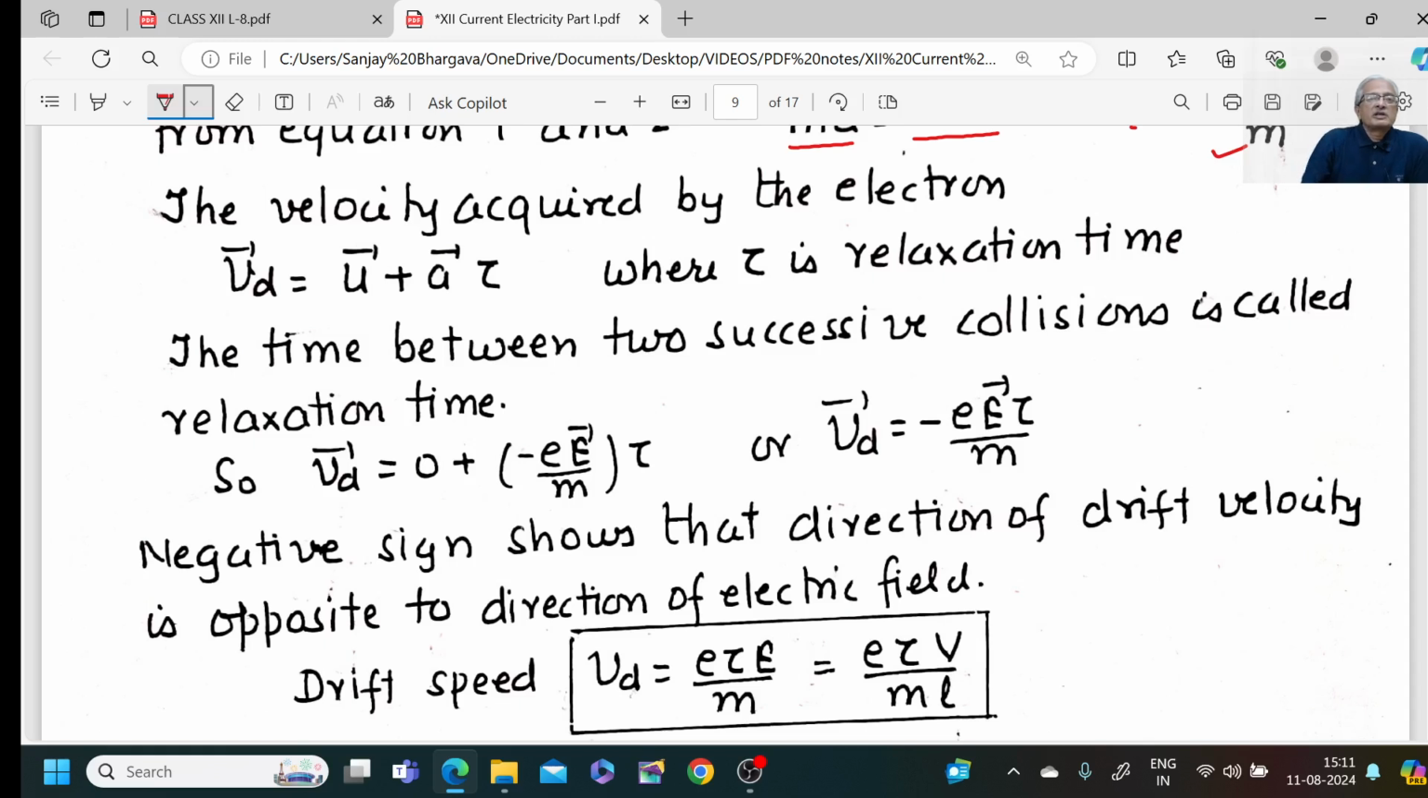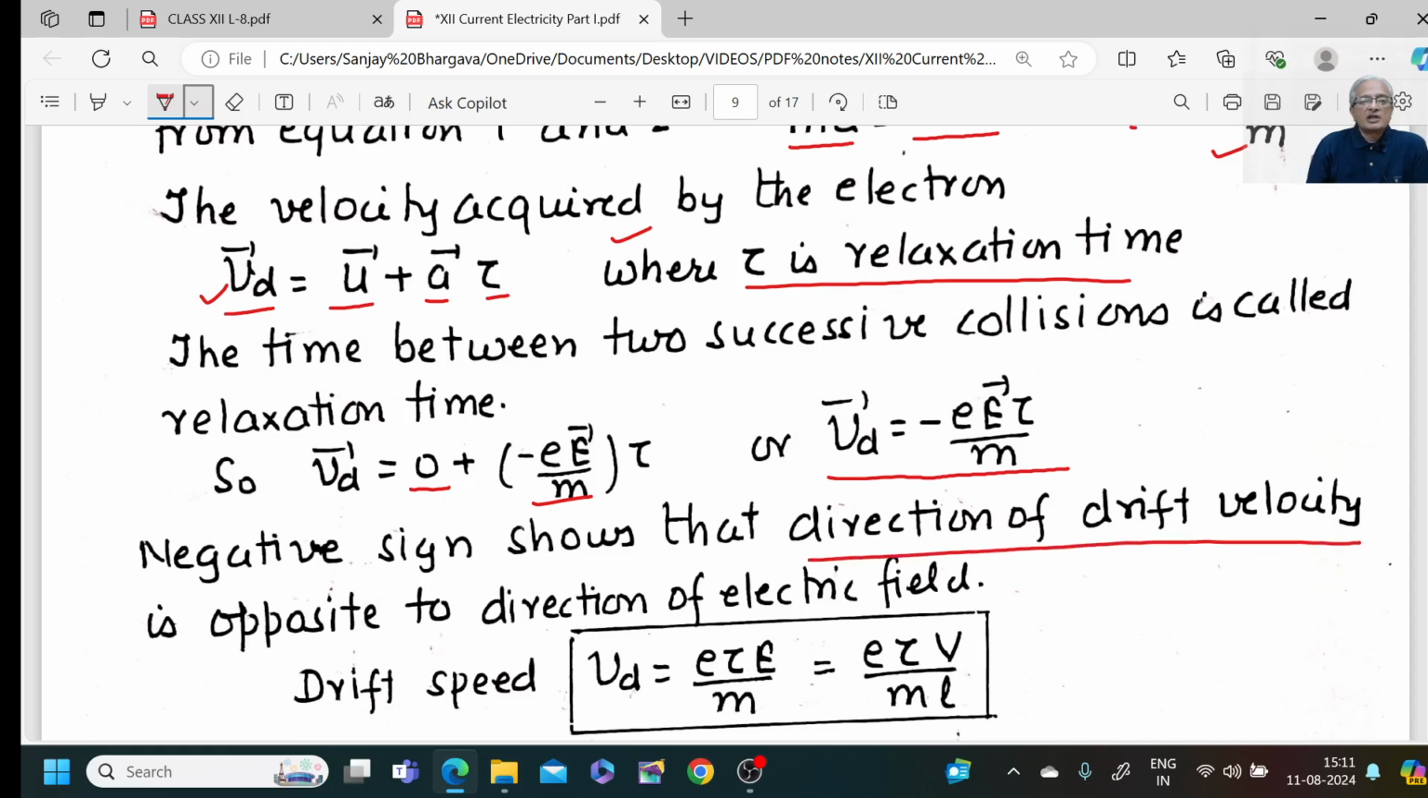Now what would be the velocity that would be acquired by the electron? We can calculate it with the relation v is equal to u plus at. Here the velocity acquired is the drift velocity. So we write vd, initial speed is u, a, and tau is the relaxation time. And what is relaxation time? The time between two successive collisions during which the acceleration of electron takes place. Initial speed 0, so vd would be equal to minus e E tau upon m. The negative sign shows that the direction of the drift velocity is opposite to the direction of electric field.